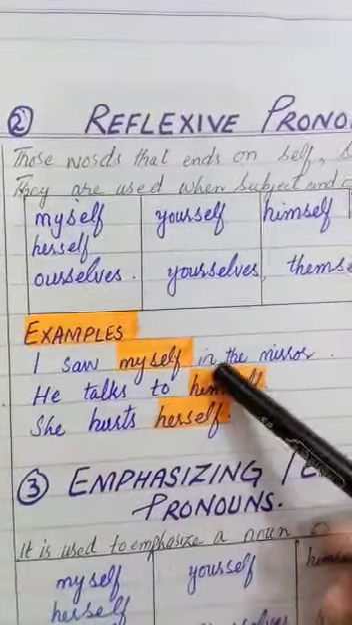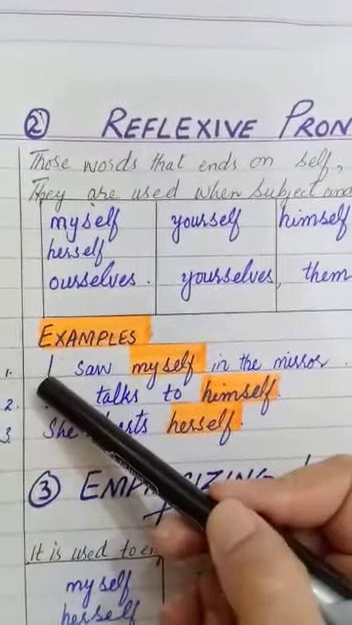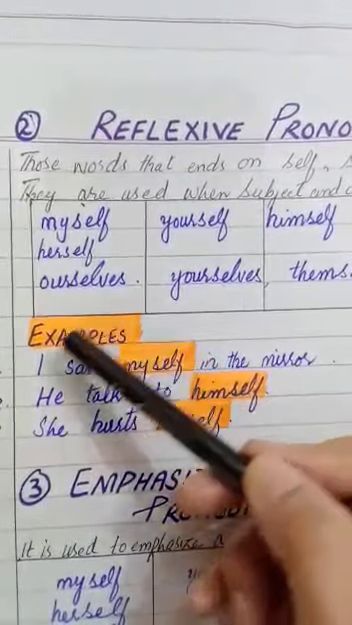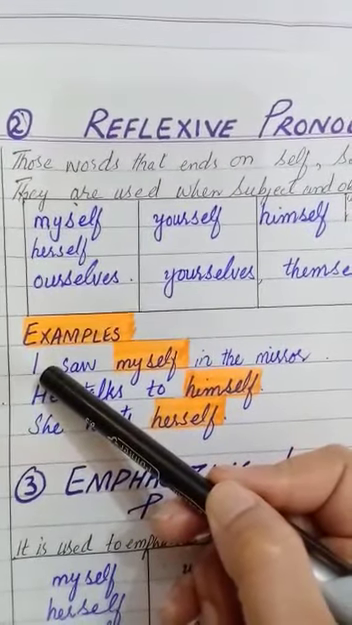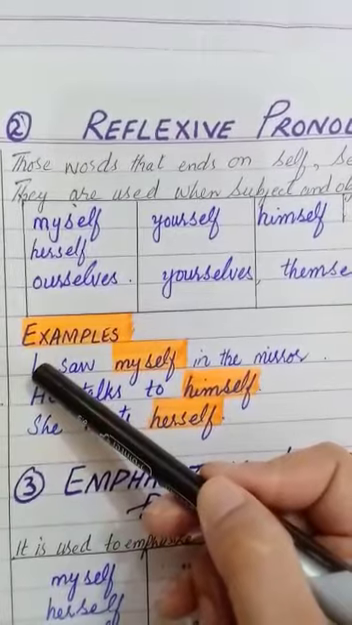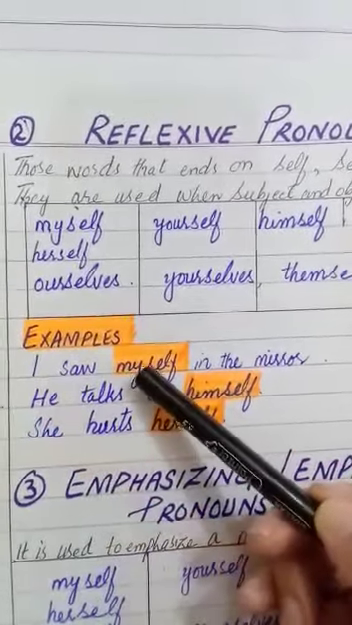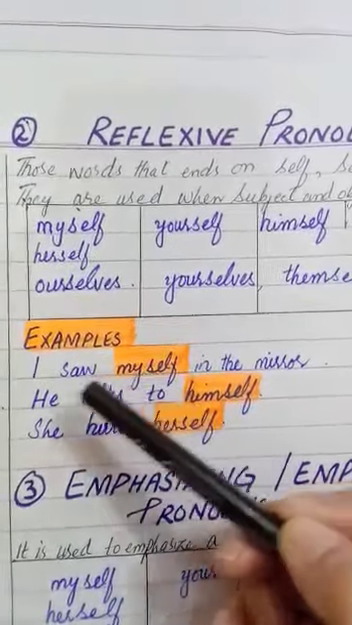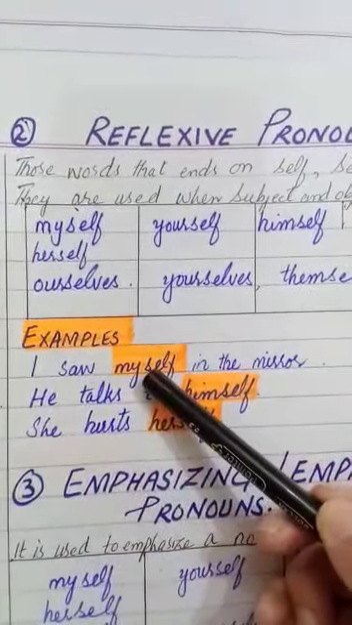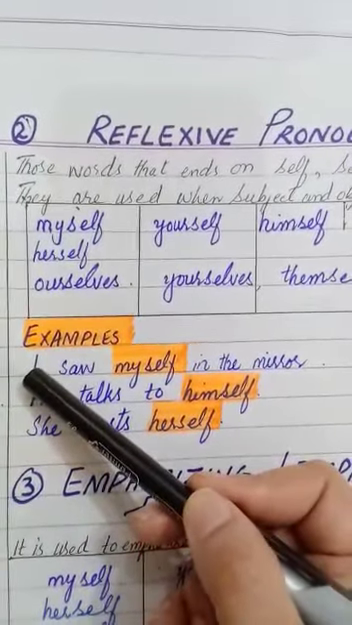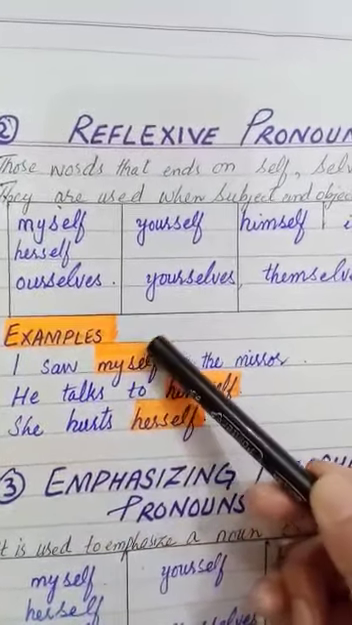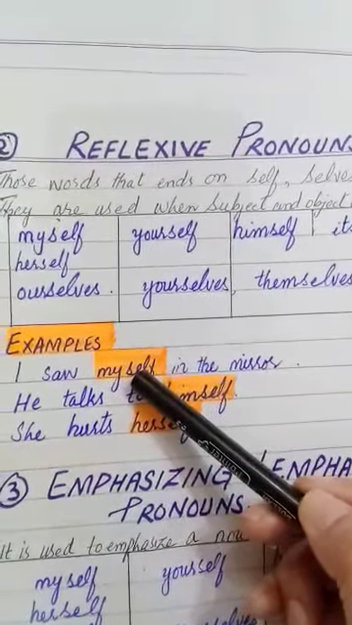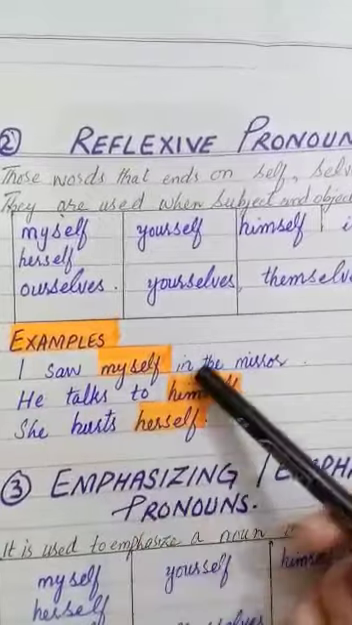I saw myself in the mirror. I is the subjective case of personal pronoun, and myself is related to this subjective case. So when I use I saw myself, I is subject and myself is object. When subject and object are same, we call the word reflexive pronoun. Myself is a reflexive pronoun in this sentence. I saw myself in the mirror.